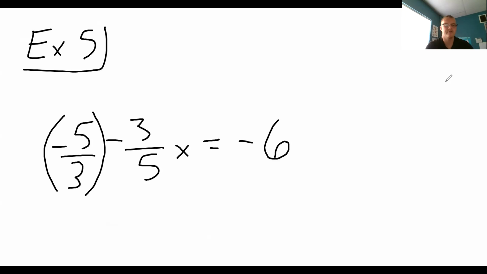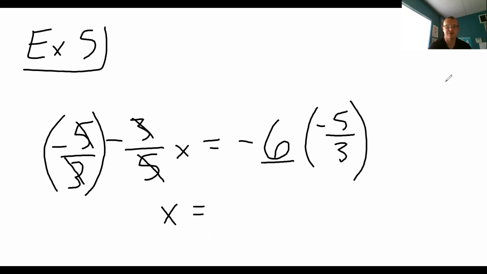So -5 over 3 and -3 over 5, those are going to cancel each other out because 5 and 5, they both cancel each other out. And then the 3 and the 3, those cancel each other out, right? So I'm left with just x on this side. But since I did it to one side, I have to do it to the other side.